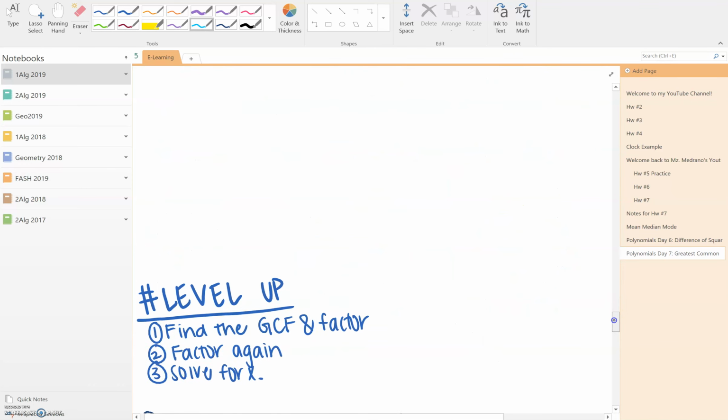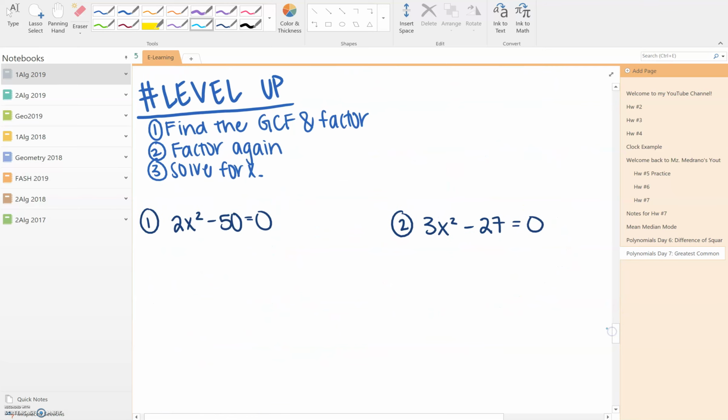All right, guys, we're going to do one more example together. So now for numbers 1 and 2, we're going to find the greatest common factor and factor it. We're going to factor again if we can, and we're going to solve for x. So for number 1, I can take out a 2 out of both of those. The greatest common factor is 2. So I have 2x squared minus 50, and I'm going to divide both of those things by 2. So I have 2 times x squared minus 25 equals 0.